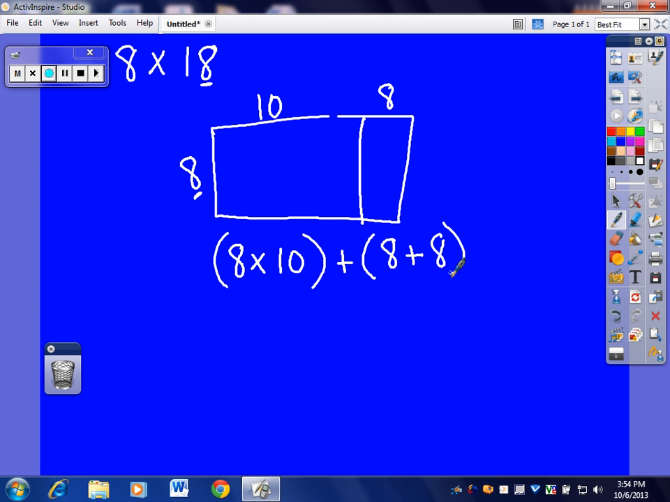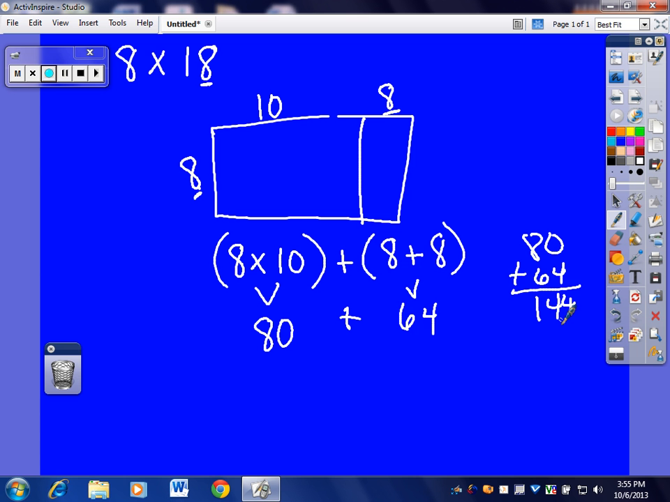Alright, so first we're going to multiply the 8 times 10, which we've got down here. We know 8 times 10 is 80. Then the next thing we're going to do is multiply 8 times 8. So 8 times 8 we know is 64. Then the next step is to add these two products together. So we have 80 plus 64. If we can't do it in our heads, then you can write it over to the side, and that's fine. So 4 plus 0 is 4, 8 plus 6 is 14. So our answer is 8 times 18 equals 144.